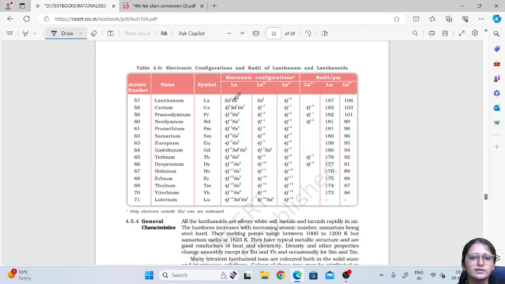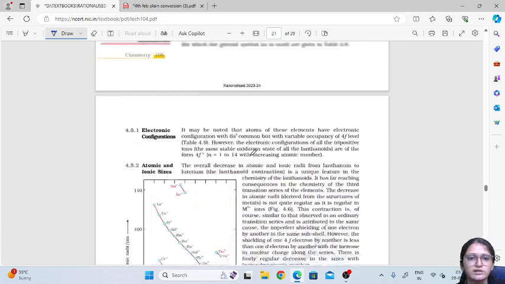Actually, lanthanum is not considered under lanthanoids. Lanthanoids means from cerium to lutetium actually. Lanthanum is the starting element which begins the lanthanoid series, but from cerium they are included in lanthanoids. So that's why the 4f orbital is involved. The electronic configuration will be 4f 1 to 14, because in the f orbital the maximum electrons we can take is 14. Then 5d 0 to 1 and 6s 2. So this will be the general configuration of lanthanoids.